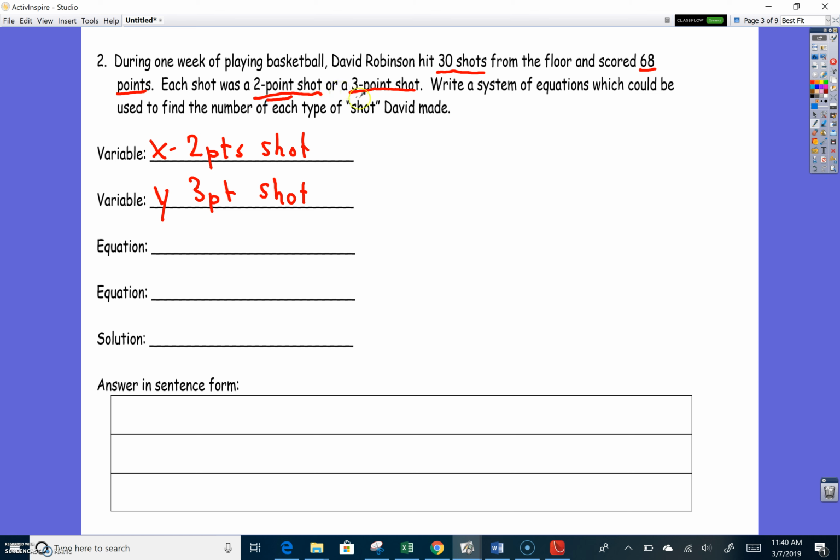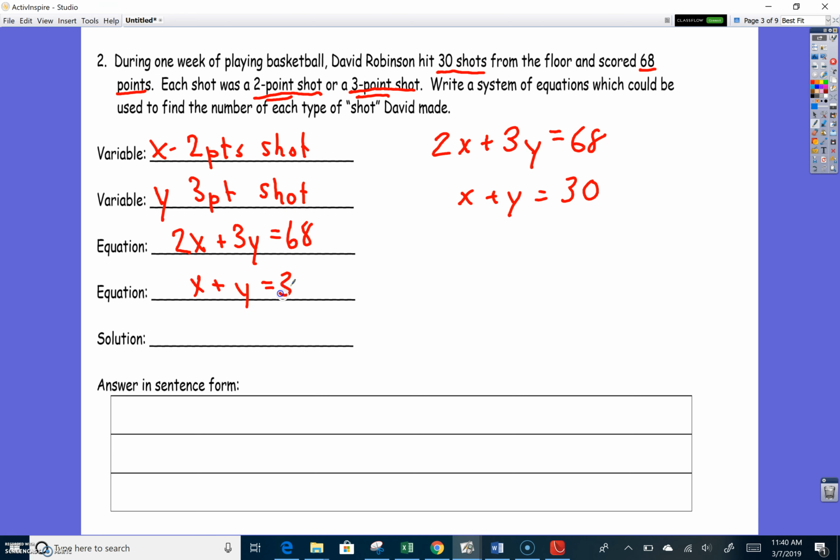2 points, 3 points, okay? So 2x plus 3y equals 68, because this is point, point, point. Okay, and now we're just talking about shots. I have x plus y equals, how many shots are there? 30. So my equation, 2x plus 3y equals 68. X plus y equals 30.